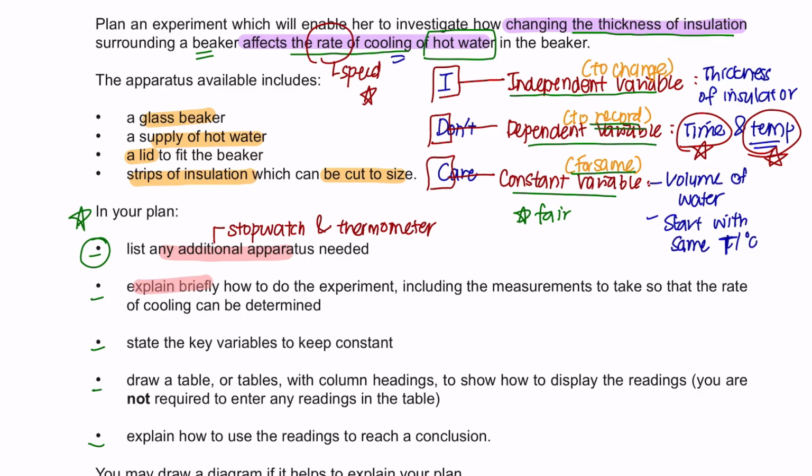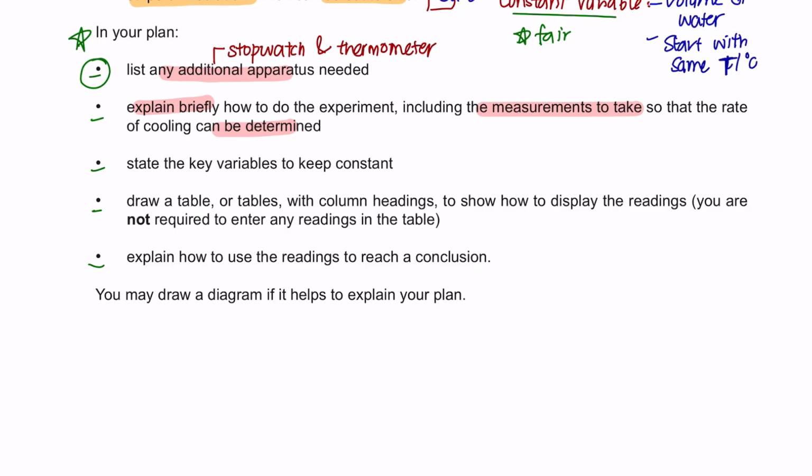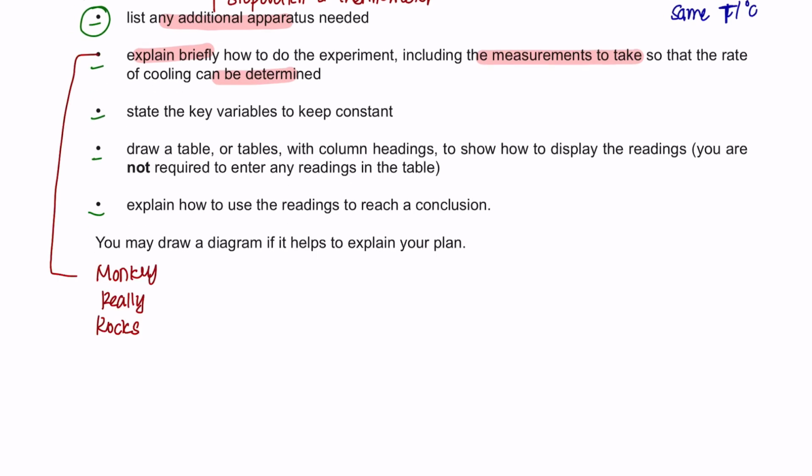Next, explain briefly how to do the experiment, including the measurements to take so that the rate of cooling can be determined. Now, when explaining briefly, I have come up with this method called Monkey Really Rocks to help you remember what keywords you need to include in your second bullet point. The initial letter here is what we're going to use. M stands for measure, R, record, and another R is repeat. These are the keywords that you must have.